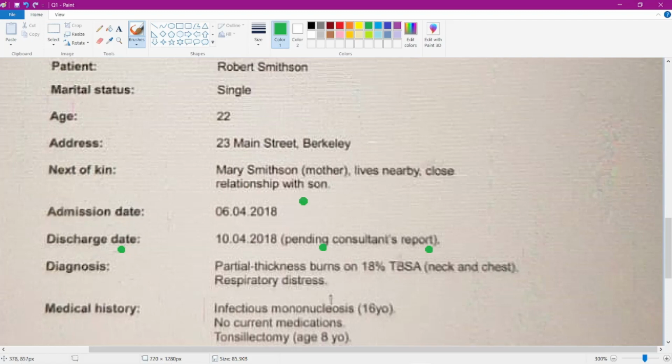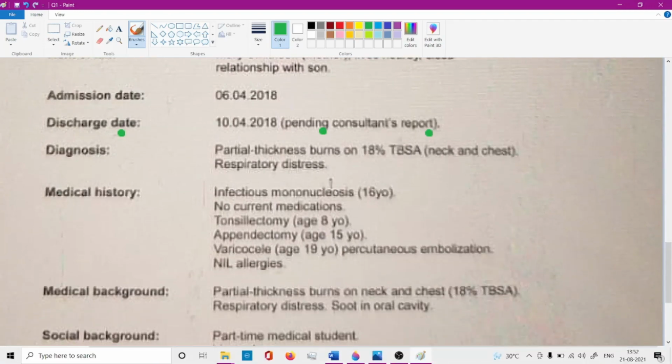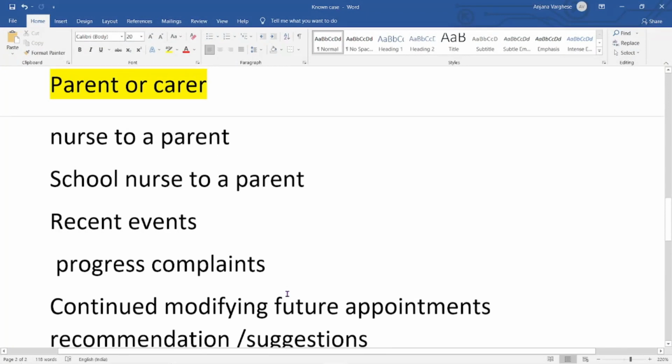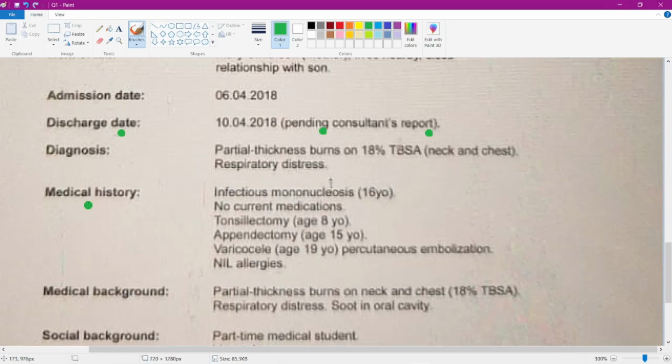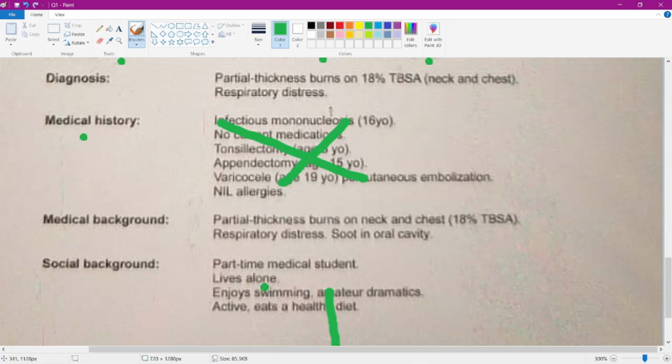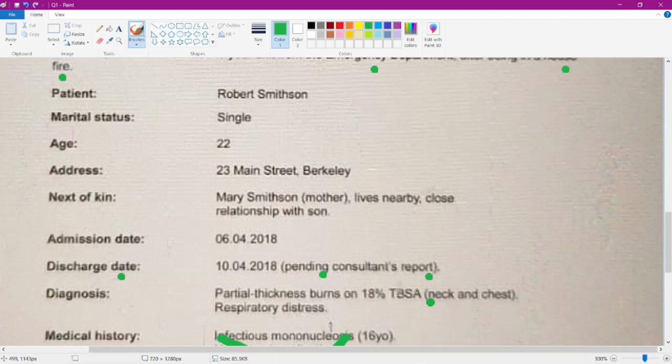So now let's read. When we move down, in the non-case notes we have read what to avoid: medical history and social background we have to avoid. So this is the medical history, just avoid it, give a strike over here. And this is the social history, social background, just strike over here. Now we will be reading the remaining things.